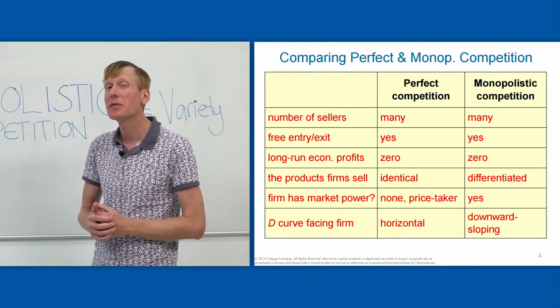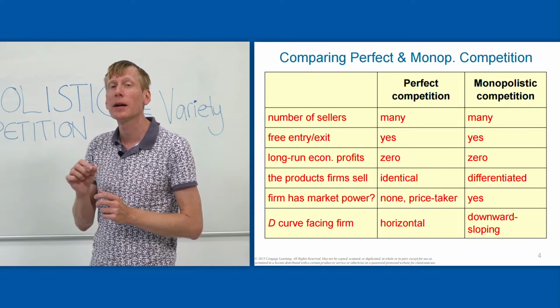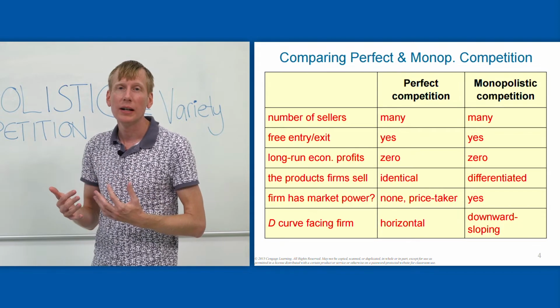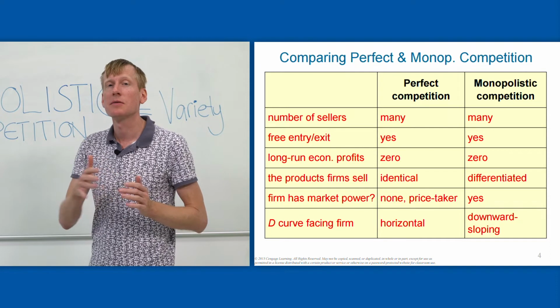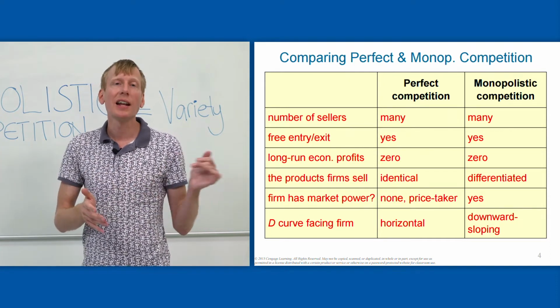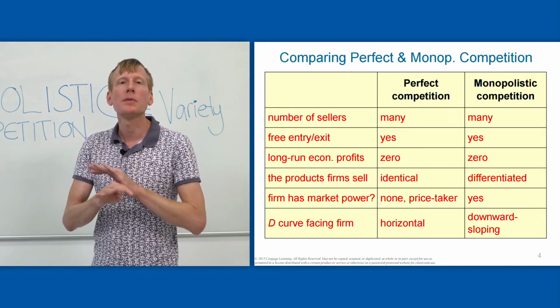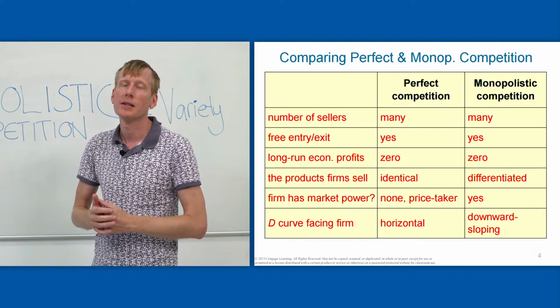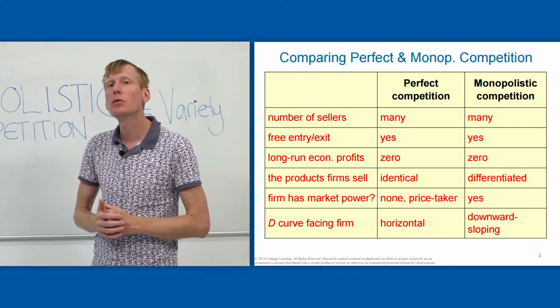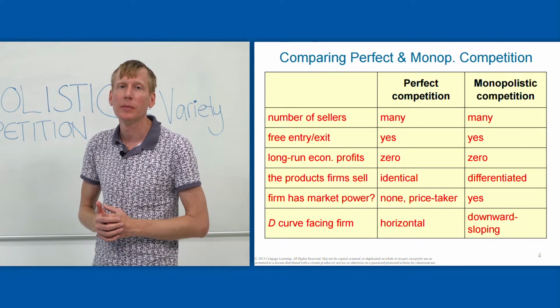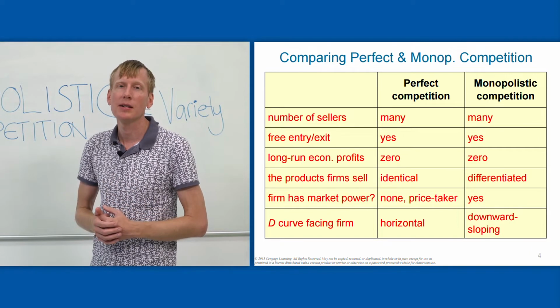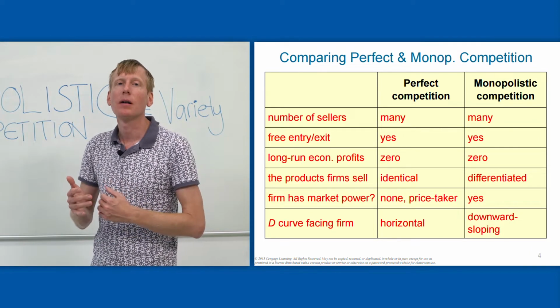Last, the demand curve that faces an individual perfectly competitive firm is horizontal. So that firm can produce as much as they want or as little as they want, and they'll know that absolutely nothing they do can affect the price. That's not true for a monopolistically competitive firm. That's what we mean when we say a monopolistically competitive firm has market power.